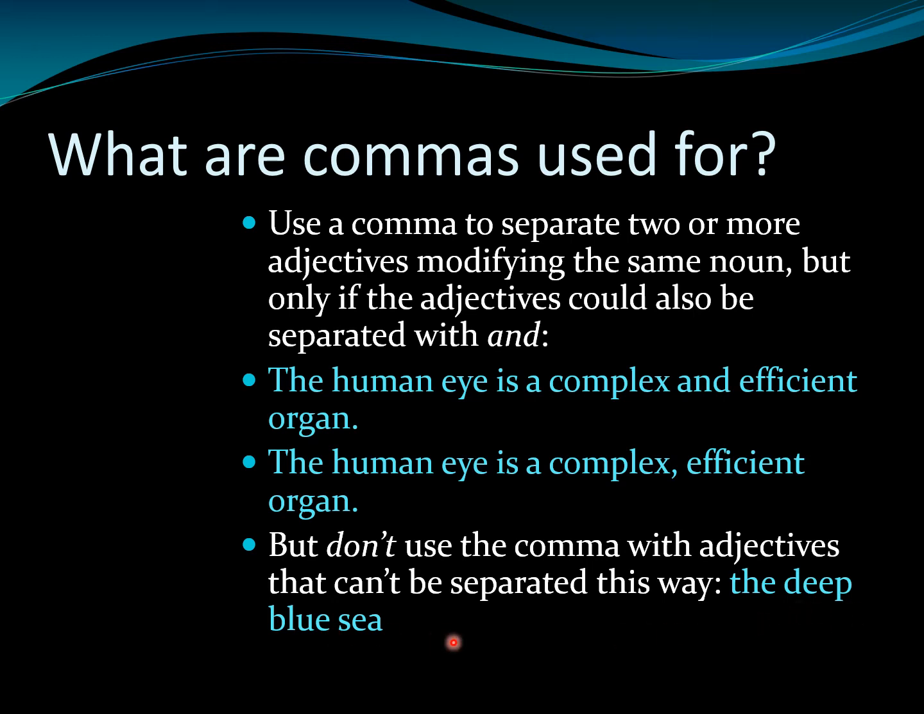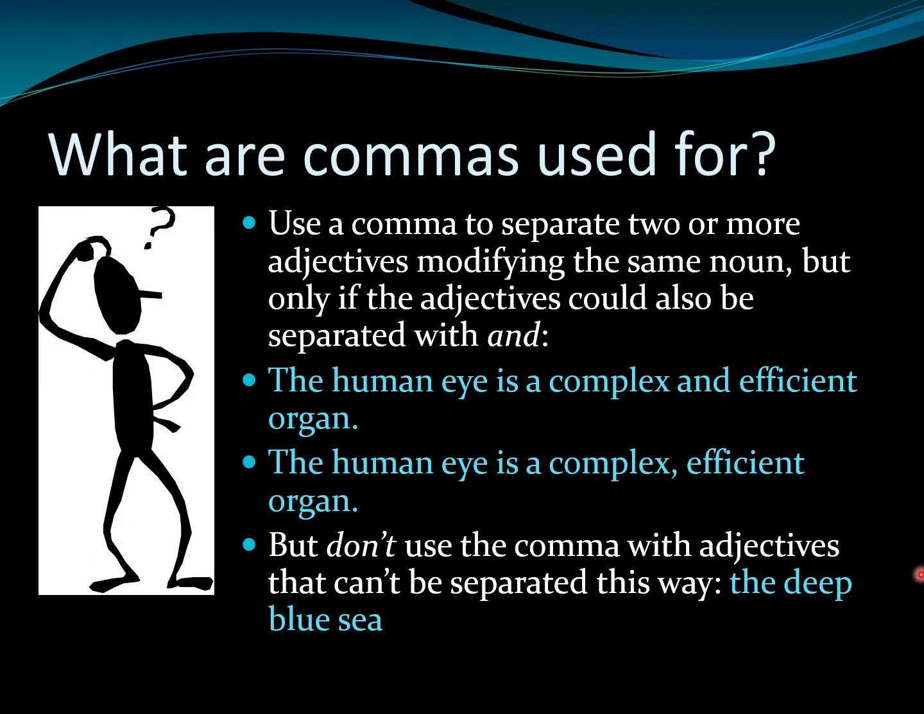For example, the deep blue sea. We can say the human eye is a complex, efficient organ. We can say the human eye is an efficient, complex organ. We can say the deep blue sea, but we can't say the blue deep sea because of the way what are called cumulative adjectives in English are listed. They take a particular ordering. So you have to make sure that if you've got this form of adjective, which is called a coordinating adjective, then you can use the comma because you can use and. If you cannot use and, then it's a cumulative adjective and you cannot use commas between them.